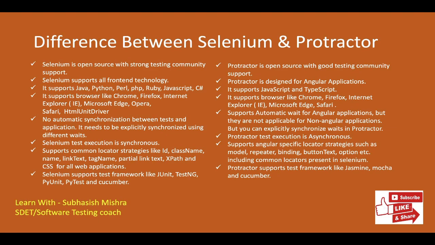Selenium test execution is synchronous and Protractor test execution is asynchronous. So let's understand a little bit what synchronous and asynchronous mean. Synchronous means one thing will happen at a time. You cannot perform multiple things at one time, and everything will happen step by step in synchronous. The previous task needs to be completed, then only you can perform the next task. So that's how synchronous works.